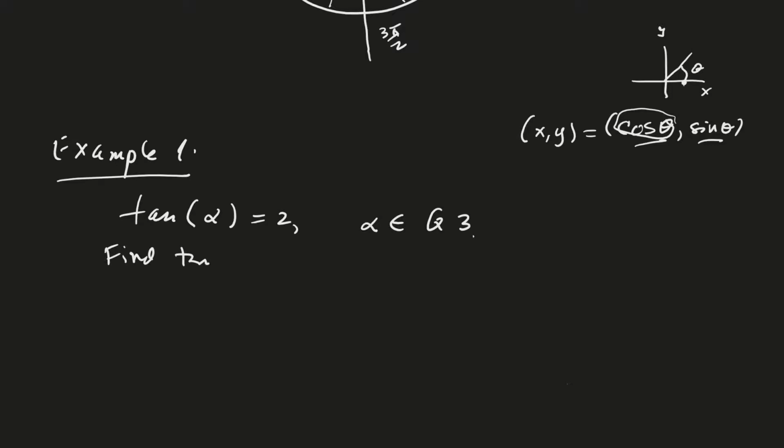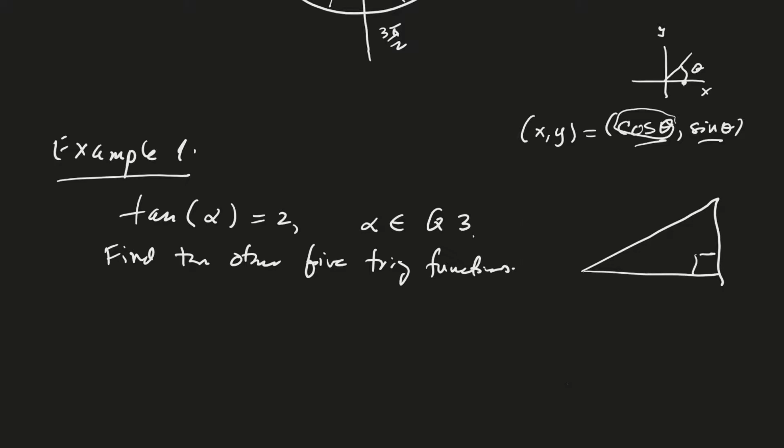Find the other 5 trig functions. Okay. So before we start, let's see, if tangent of alpha is equal to 2, then what does that tell me about the triangle that I'm on? It tells me that tangent is opposite over adjacent. So therefore, if this is alpha, opposite would be that number and adjacent would be that number. And so this would be the square root of 5.